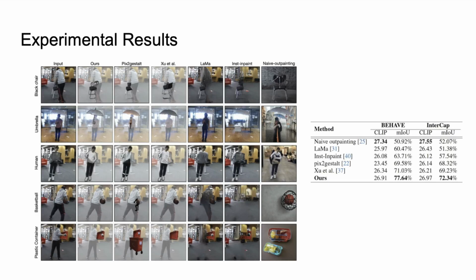Here, we see our experimental results. Qualitatively, our method generates more plausible and coherent completions across various objects compared to other state-of-the-art methods. Quantitatively, our method achieves a mean intersection over union of 77.64% on the Behave dataset and 72.34% on Intercap, an improvement over all prior work.